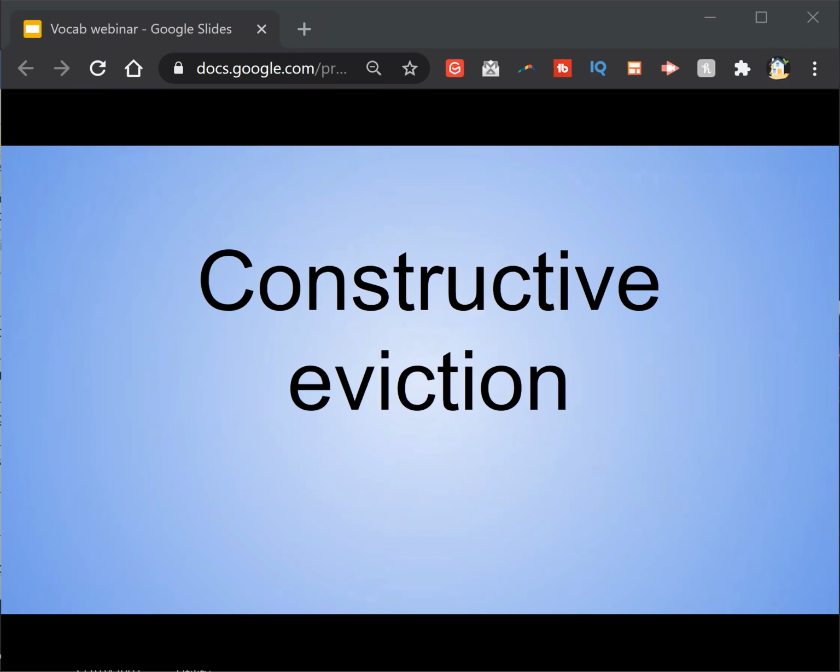So, constructive eviction. What is constructive eviction, guys? Some people refer to this as a reverse eviction. They say it's like the opposite of an actual eviction. Constructive eviction is when the warranty of habitability has been breached by the landlord. So the landlord has said, hey, I'm not turning the heat on for the winter. Constructive eviction.